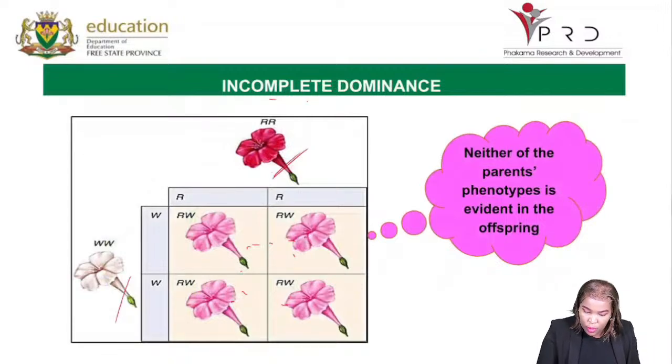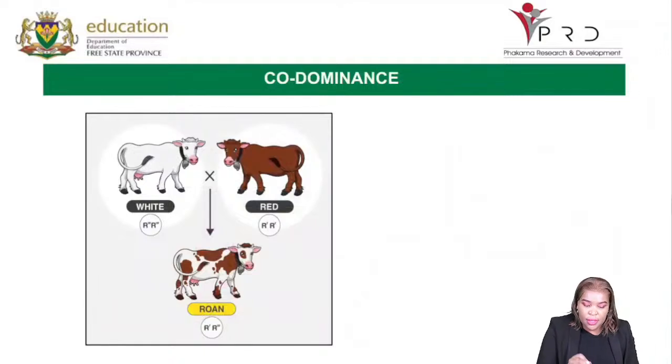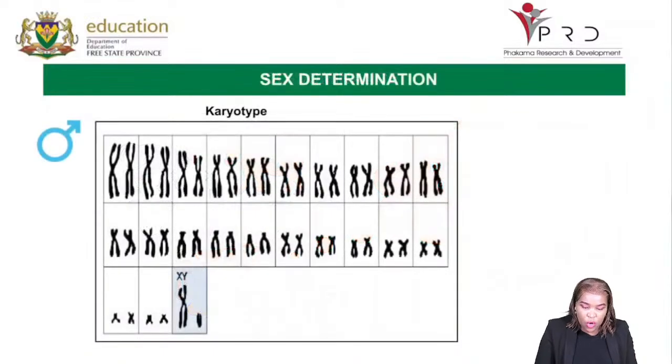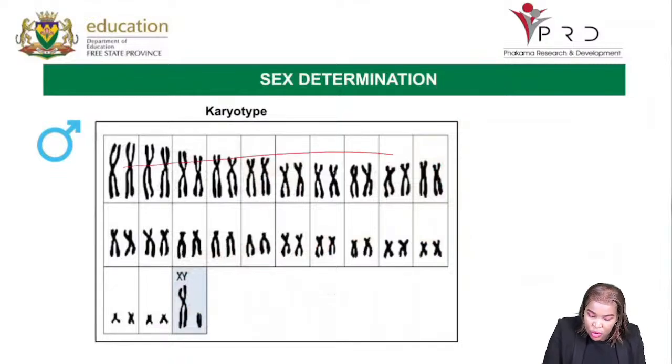So co-dominance, you cross a white cow with a red cow. Now the offspring is going to be roan. Roan is the mixture of red and white. So you have the colors being intermediate. Both of them are equally expressed in the phenotype of the offspring. So you see them physically in the offspring. That is called co-dominance.